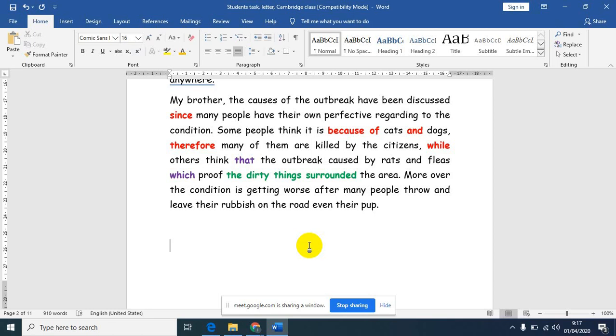Adjective clause. Good. Dirty things surrounded the area. Yeah, because we explained that because of the rats and fleas, prove the dirty things around it. Yes, good. So we are going to give more explanation about rats and fleas. Okay, next. What about the dirty things around it?